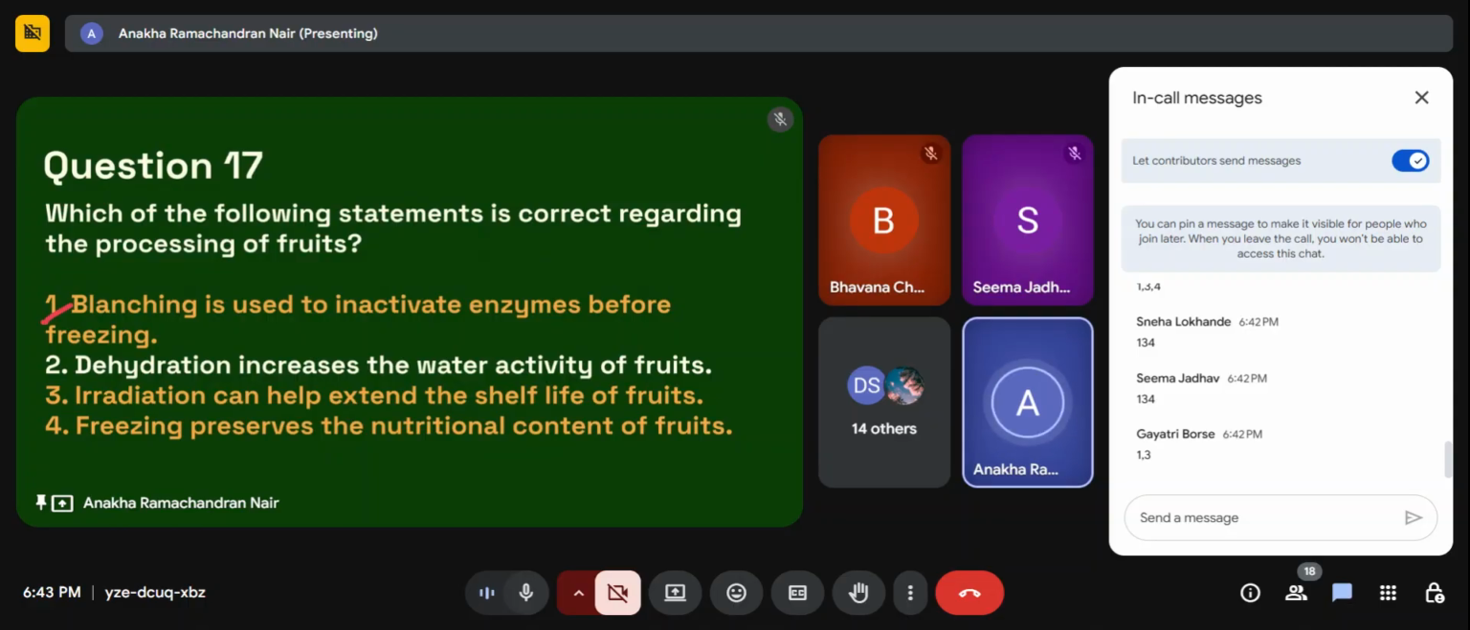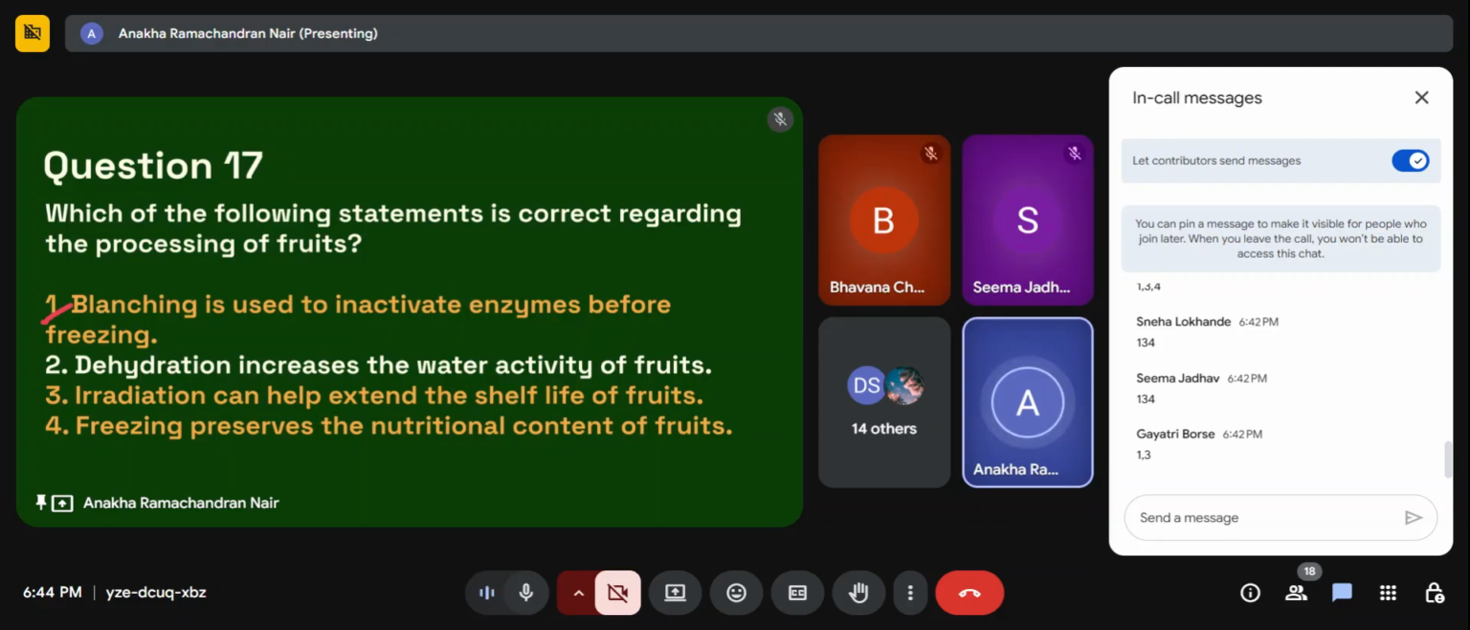Irradiation, especially gamma irradiation, can help increase the shelf life of fruits, because it's going to kill the microbes that are present on the fruit, right? And one of the main causes of spoilage is activity by increased microbial flora on the fruit, right? Freezing preserves the nutritional contents of the fruit, which is also correct. It will reduce or even cut off any further metabolic processes from taking place that can lead the fruit from being perfectly ripe to being spoiled, right?